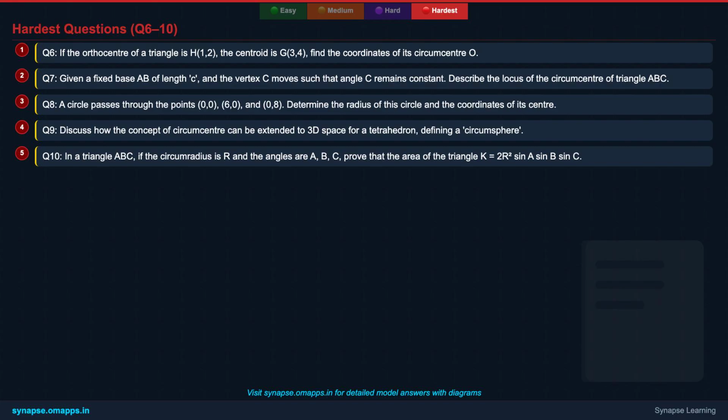Q9. Discuss how the concept of circumcenter can be extended to 3D space for a tetrahedron, defining a circumsphere. Q10. In a triangle ABC, if the circumradius is R and the angles are A, B, C, prove that the area of the triangle K = 2R² sin A sin B sin C. These questions demand a blend of analytical and conceptual understanding.